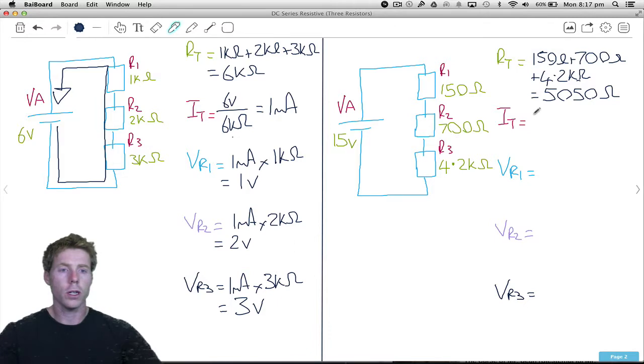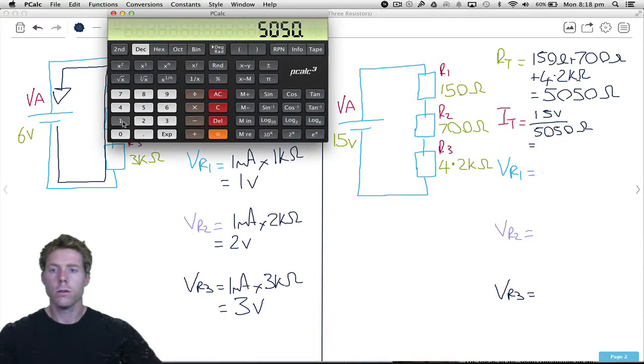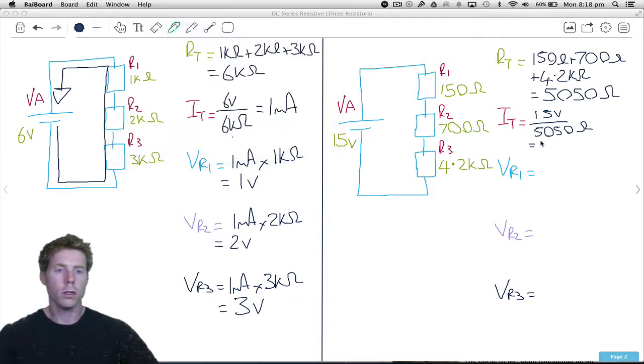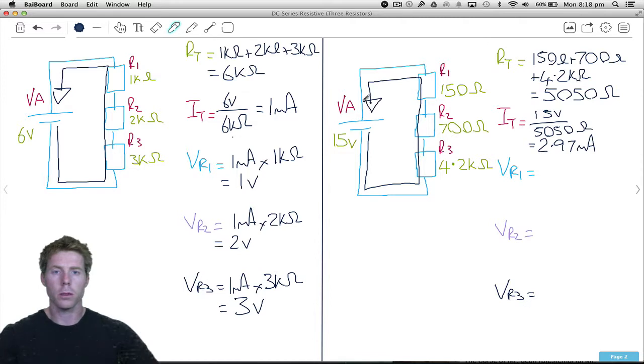Total current: we need the voltage, 15 volts, divided by the total resistance, which is 5050 ohms. 15 volts divided by 5,050 ohms, and let's get engineering notation up here, display engineering, 2.97 to the negative 3, which means 2.97 milliamps. So the amount of current in this circuit is just less than 3 milliamps. And again, that current is the same through R3 as it is through R2 as it is through R1. So therefore, let's figure out these voltages.